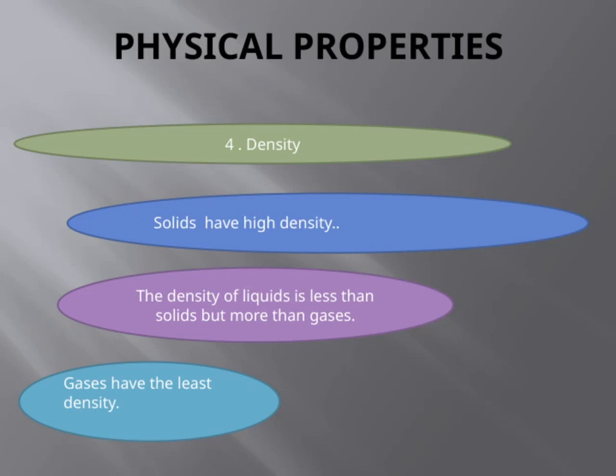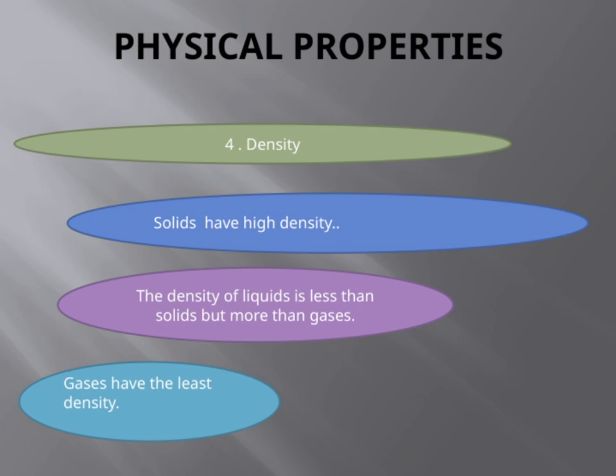Let's talk about density, which is a key physical property of matter. Solids have high density, meaning they are generally more compact and have more mass packed into a given volume. This is why solids are often hard and heavy compared to other states. Moving on to liquids, their density is less than that of solids, but still more than gases. So, liquids are somewhat less compact, which explains why they can flow and take the shape of their container.